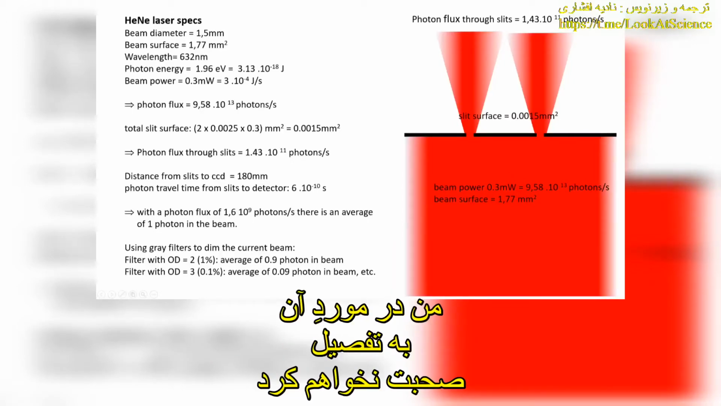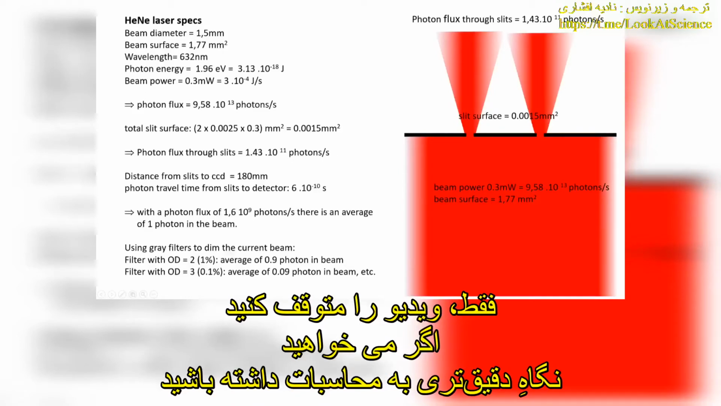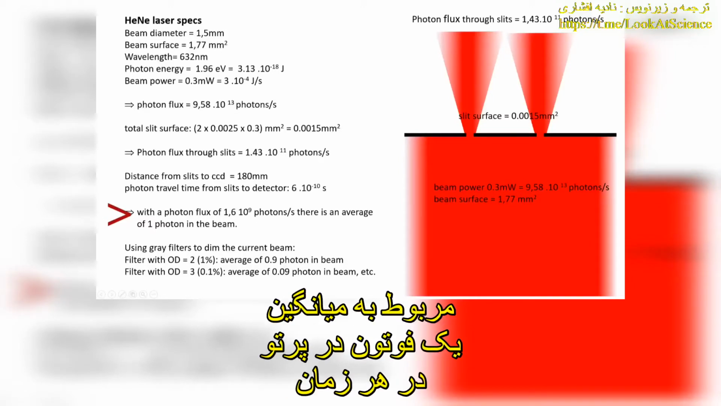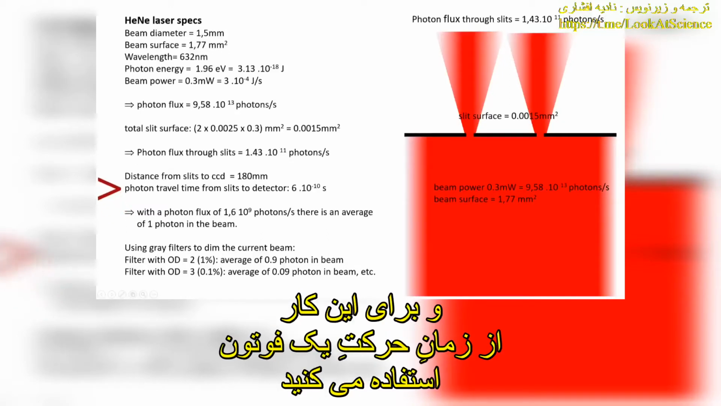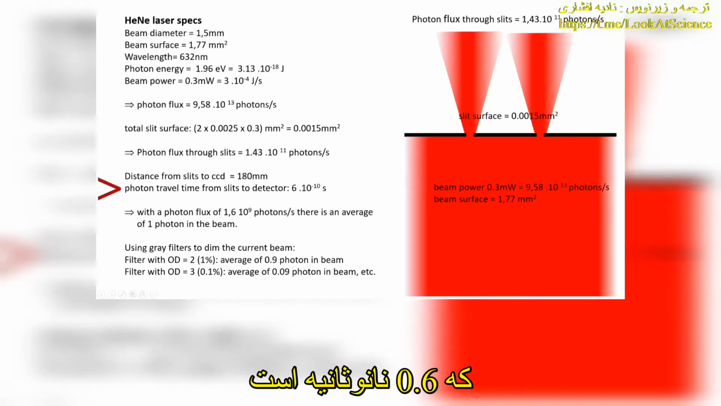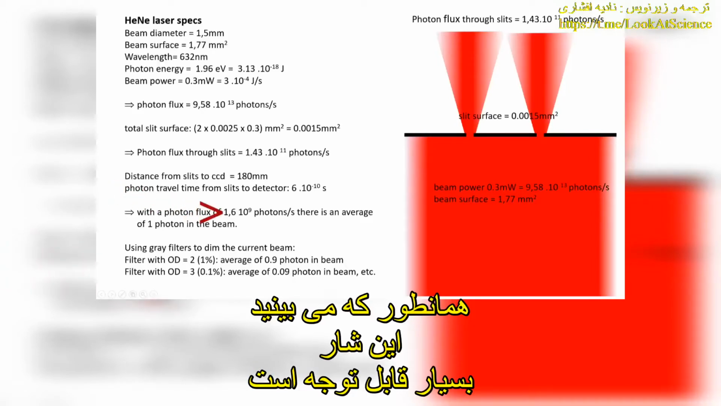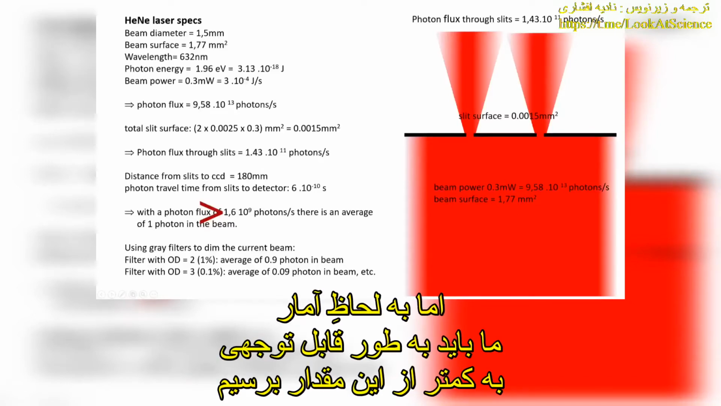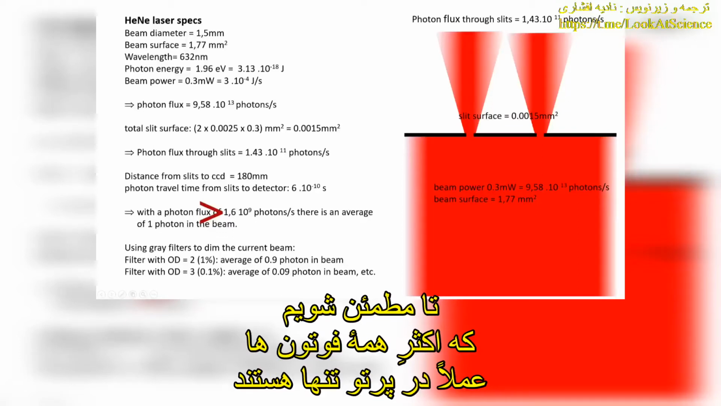I won't discuss it in detail, just pause the video if you want to take a closer look at the calculation. But the bottom line is that you can calculate the photon flux corresponding to, on average, one photon in the beam at any time. And for that you use the travel time of the photon between the slits and the CMOS sensor, which is 0.6 nanoseconds. Now, as you can see, the flux is pretty substantial, about 1.6 billion photons per second. But because of statistics, we have to get significantly below that value to be sure that the majority of all photons is actually alone in the beam.